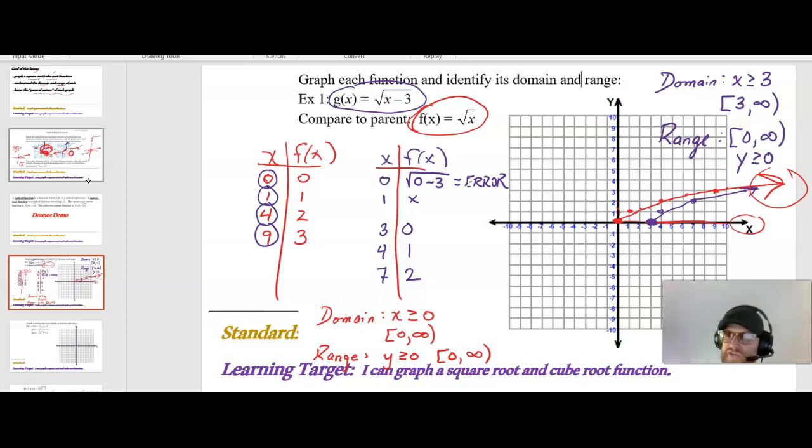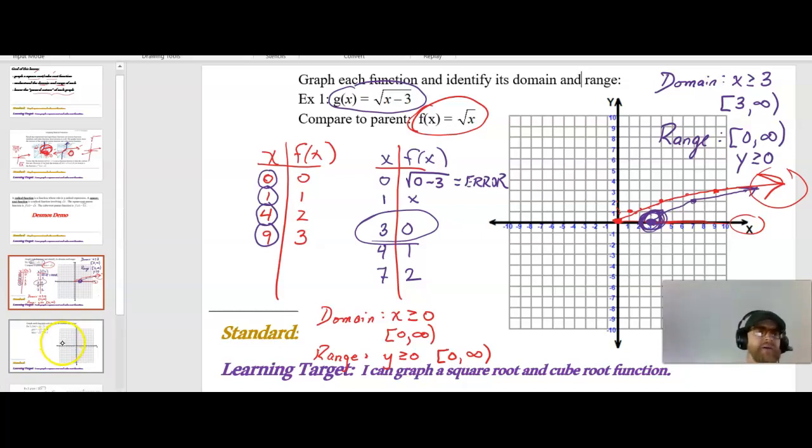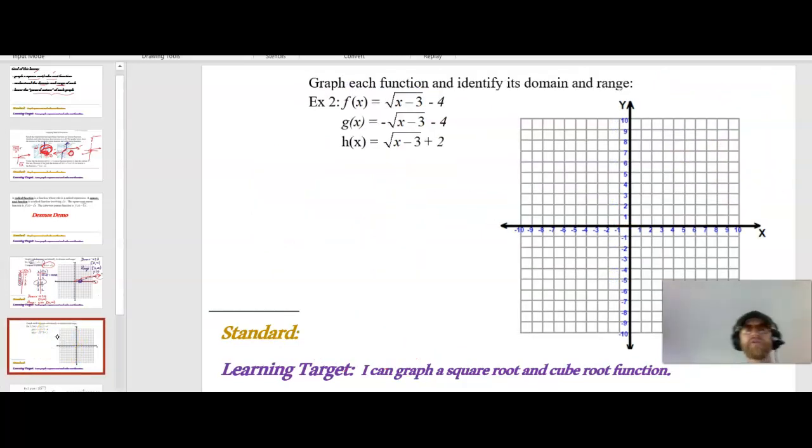So, just to reiterate, the goal of this lesson is: what's the general nature of a square root function? What does it look like? And then what's the domain and what's the range? And that all kind of centers around this point here. All right, so let's look at a couple more square root functions.